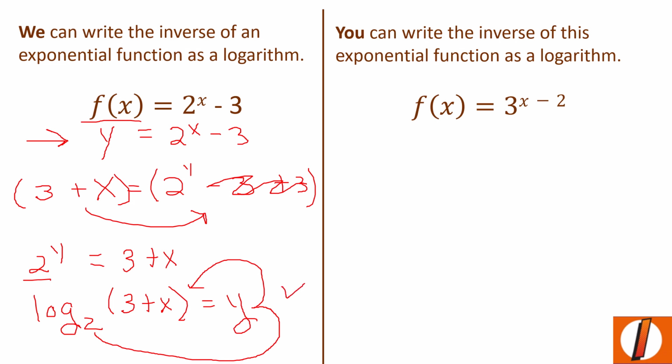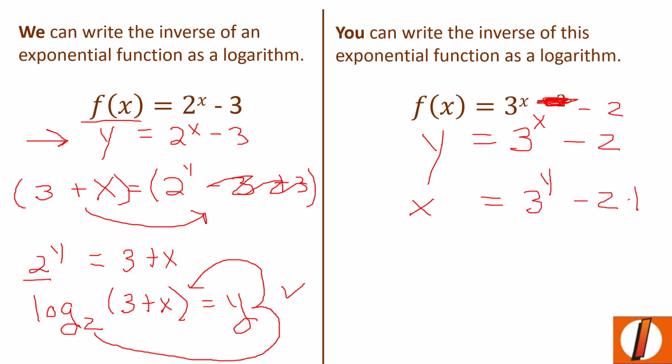All right, we would do the same thing with this. See if you can write the inverse of this exponential function as a logarithm. All right, so we're going to replace the function notation with y. Y is equal to 3 to the x. Now, I didn't mean to write it this way. Let's just practice one of the same kind. 3 to the x minus 2. All right, so we're going to swap the x's and the y's. So x is equal to 3 to the y minus 2. We're going to add 2 to both sides.